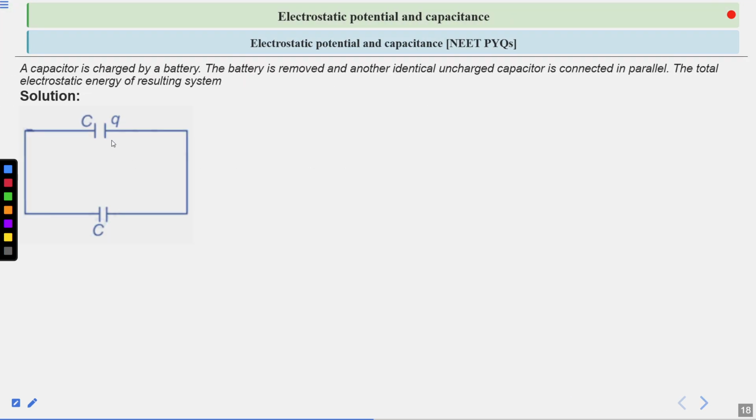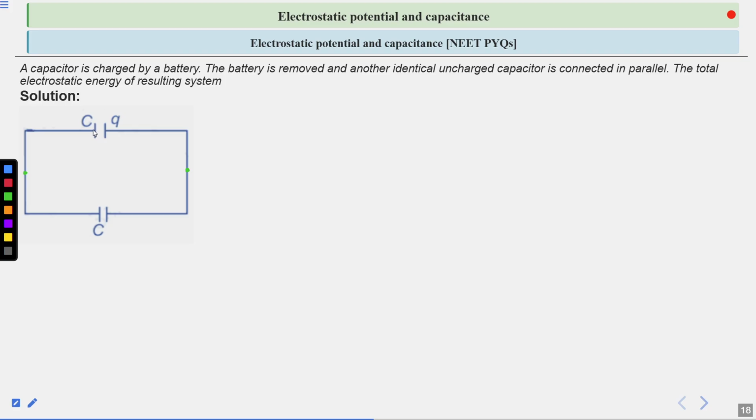Now, it is connected like this. This is the charged capacitor. This is the uncharged capacitor. So the uncharged capacitor is connected in parallel with this charged capacitor. And both the capacitors are identical, meaning their capacitances are the same. So these are connected in parallel.